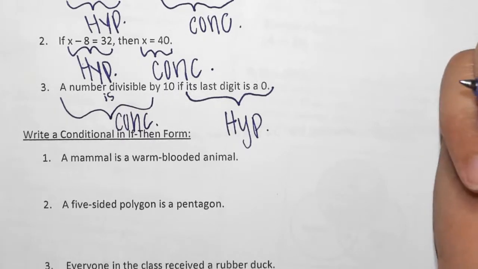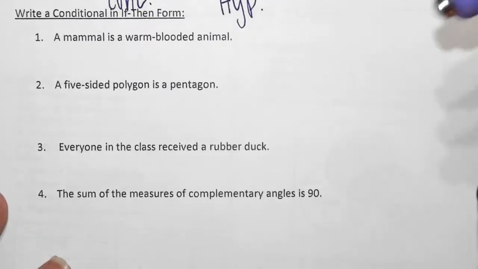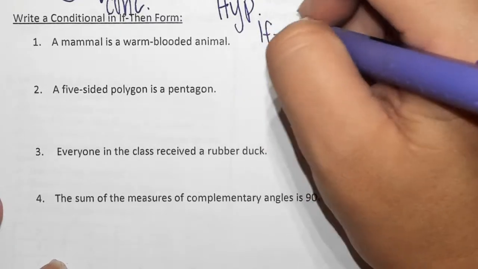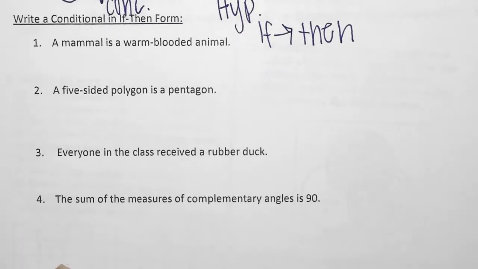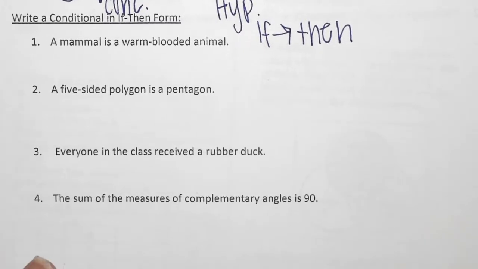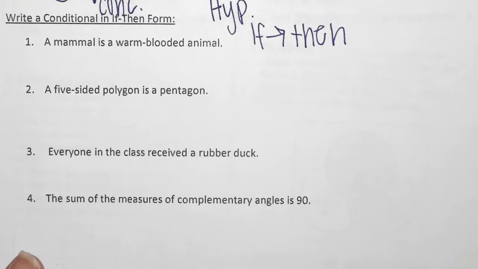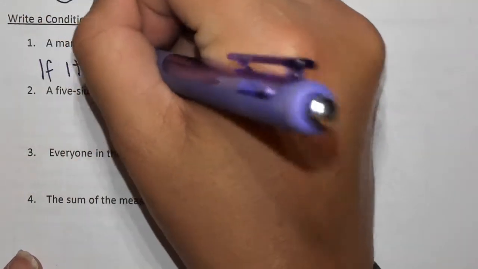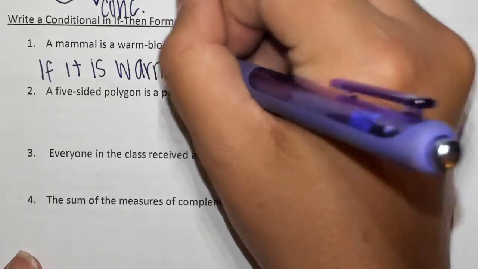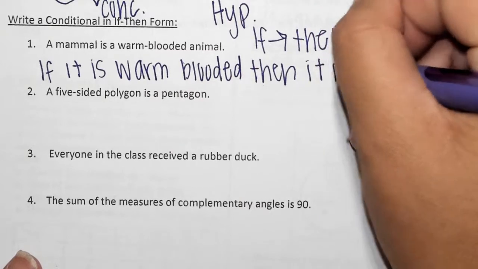Okay, so now that we know the hypothesis and the conclusion, we need to learn how to write our own conditional statements. So it needs to be in if-then form. If it is a mammal, it is a warm-blooded animal. What about if it is warm-blooded, then it is a mammal? Sure. Okay. If it is warm-blooded, then it is a mammal.